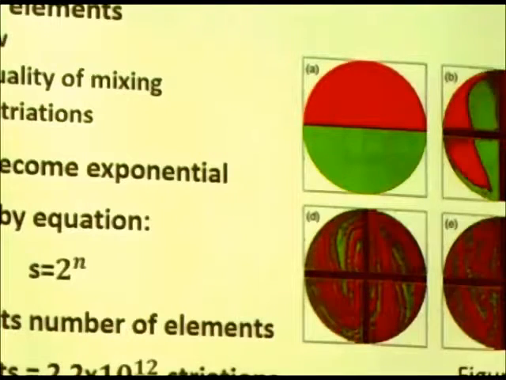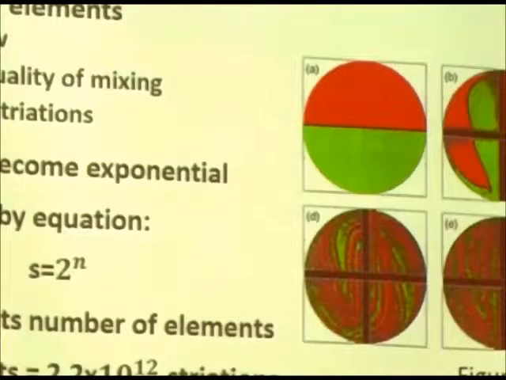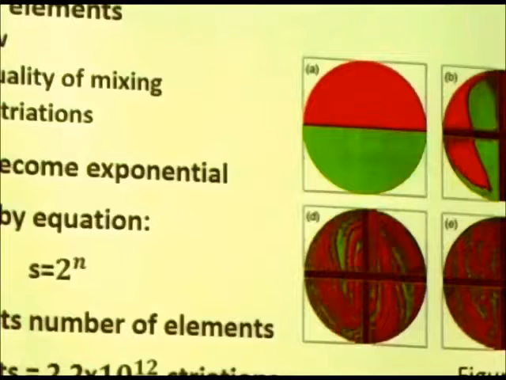So if you look at the figure, 14a indicates the first helical element. So 2 raised to the 1 is 2. So you see 2 striations that are formed. The second, 14b, shows 2 raised to the 2, the second helical element. So 4 striations should appear. So you have 2 red and 2 green, as seen right there.